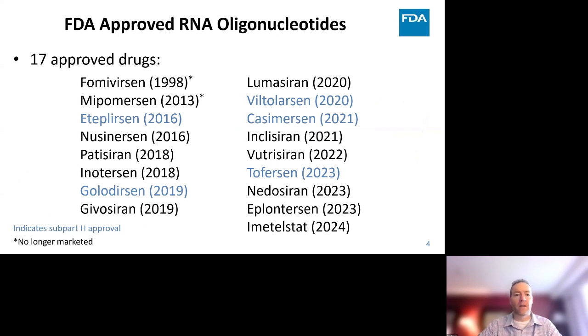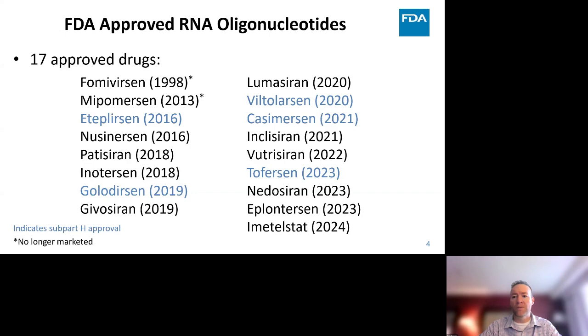To date, as Dr. Markham mentioned, the FDA has approved 17 RNA oligonucleotide products. The first of these was Vitravene back in 1998. This was an intravitreal injection for CMV retinitis. It is no longer marketed, all the way up until imetelstat in 2024, with many approvals likely to come in the future due to the increased exposure this field is getting and the increased development that's being observed in the IND space. A couple things I want to note here.